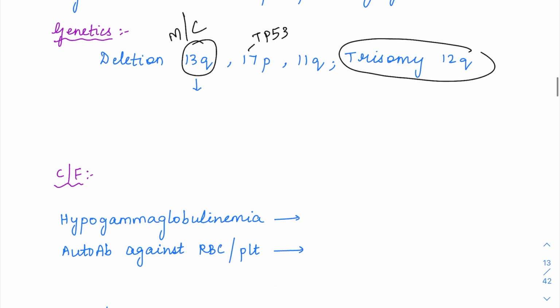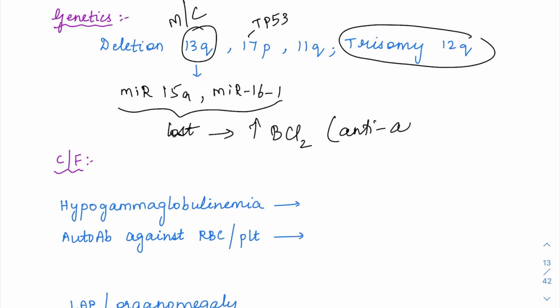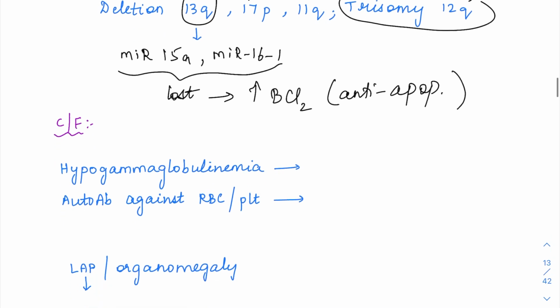So all of this is going to be associated with CLL. When there is a deletion 13q, while reading microRNA, we must have read that deletion 13q is the location wherein microRNA 15a and 16-1 is going to be present. So when this is deleted, these microRNAs are going to be lost, resulting in the upregulation of BCL2. BCL2 is an anti-apoptotic protein, right? So these lymphoma cells are going to proliferate without any cell death.